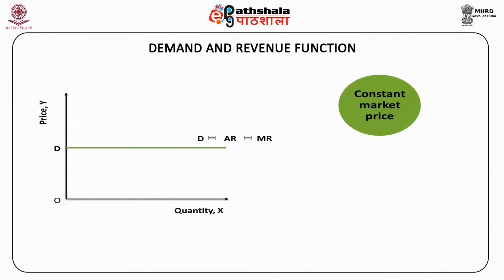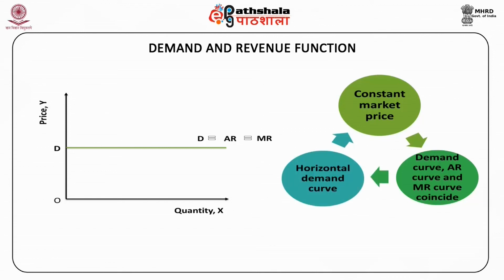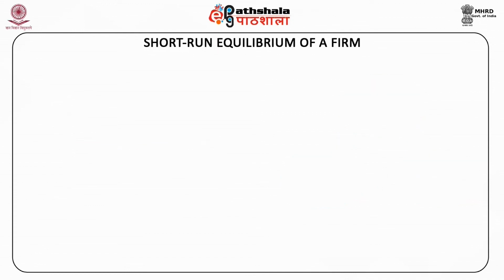Because the market price is unchanged by any variations in the output of an individual firm, the demand curve, the average revenue curve, and the marginal revenue curve of the same firm coincide and become a horizontal line parallel to the output axis. The total revenue of the firm in a competitive market rises in direct proportion to the output, so that it slopes upward from left to right. Now we'll be looking at the short run price and output for a perfectly competitive firm.